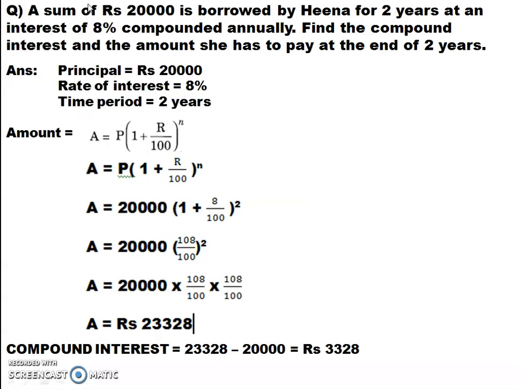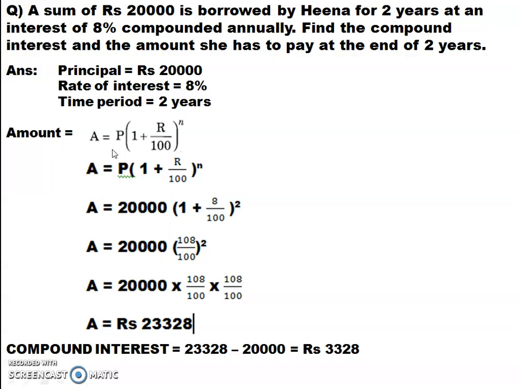Here, a sum of rupees 20,000 is borrowed by Hina for 2 years at an interest of 8% compounded annually. So, what is the principal? Principal is 20,000. Time is 2 years. Rate of interest is 8%. Now, we are going to find the final amount.